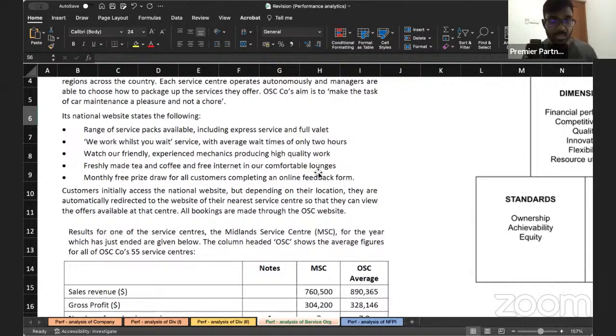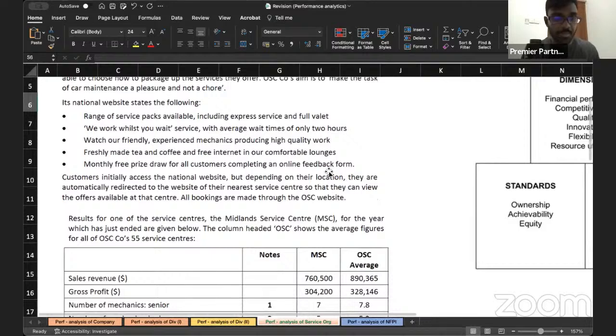Freshly made tea and coffee and free internet, right? So you have loungers, right? So you can wait until they work on your car. There is tea, coffee, and free internet. What else do you need, right? Monthly free prize draw for all customers completing an online feedback.